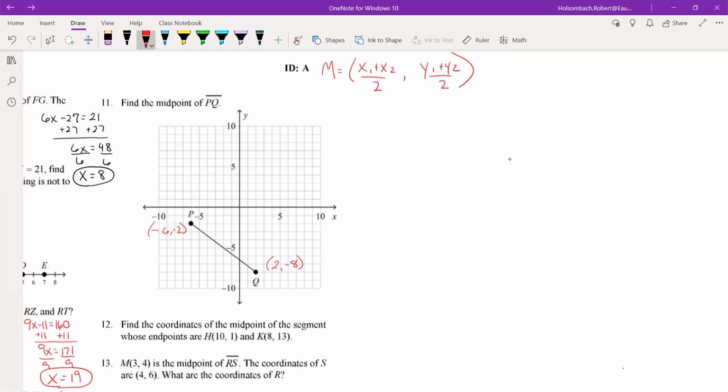So your two x values are -6 and 2. So you got -6 plus 2 divided by 2. And your y values are -2 and -8. So -2 plus -8 divided by 2. So -6 plus 2 is -4 divided by 2, and this is -10 divided by 2. So your x value at the midpoint is -2, and your y value at the midpoint would be -5. Is that better?